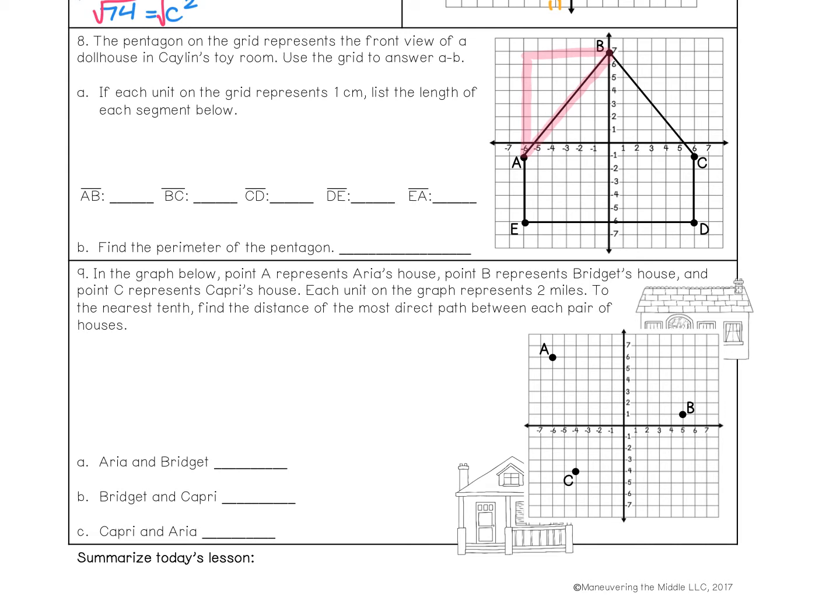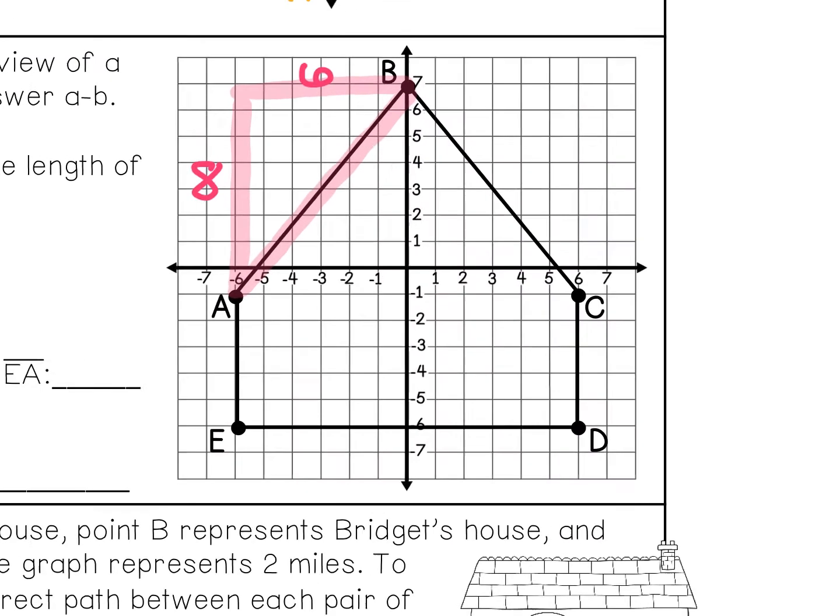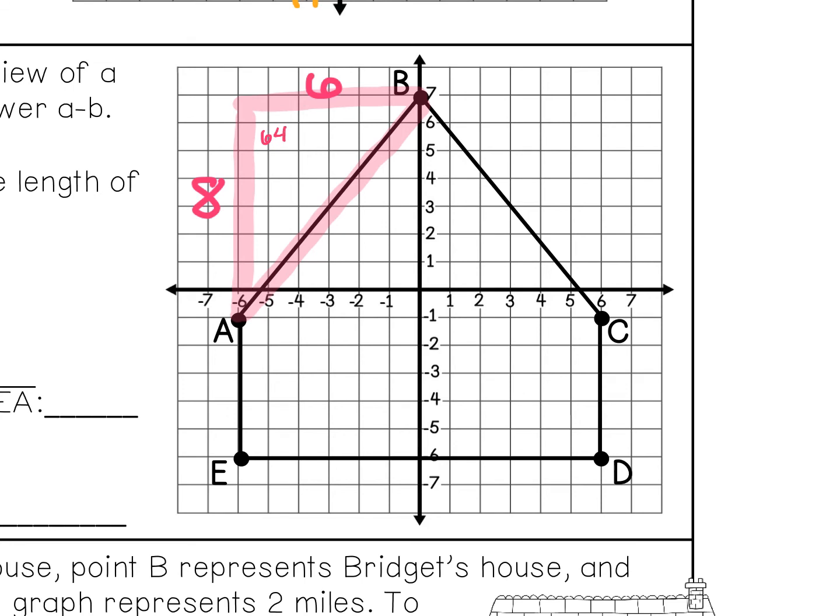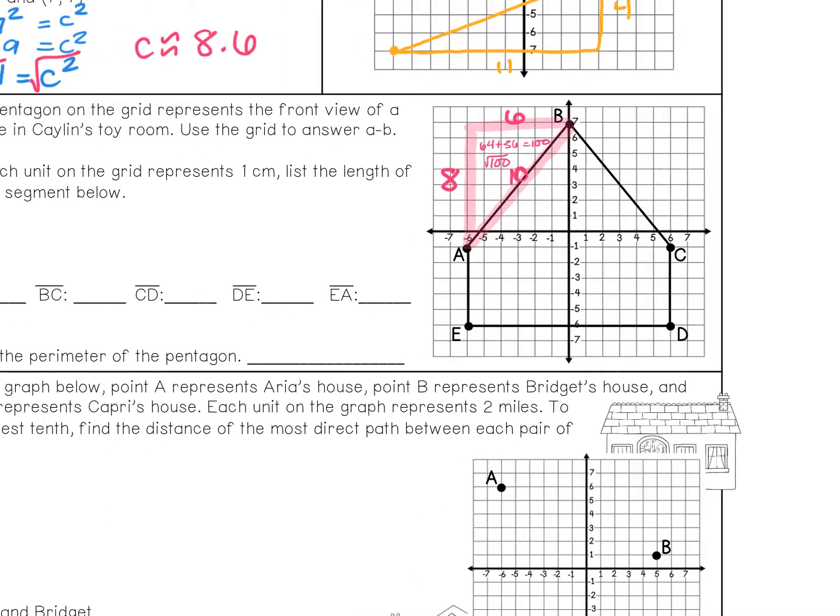So -1 to +7 is going to be 8. -6 to 0 is going to be 6. So for AB, it's going to be 64 plus 36, which is 100. And if I take the square root of 100, it gives me 10. So AB is going to be 10 units.